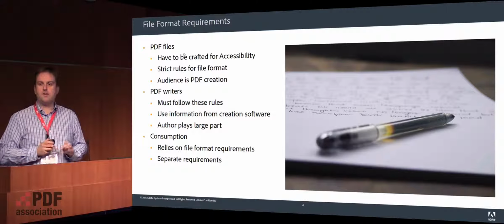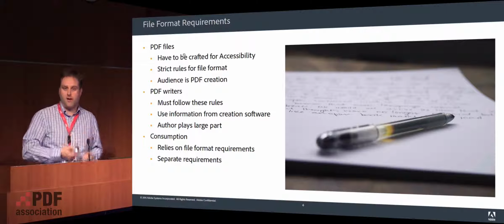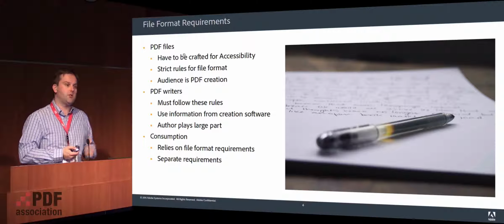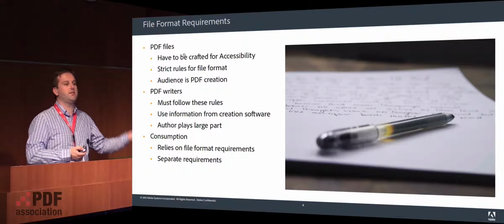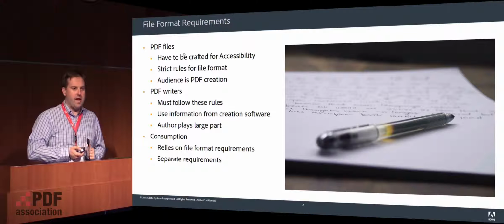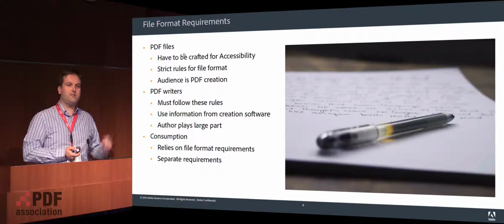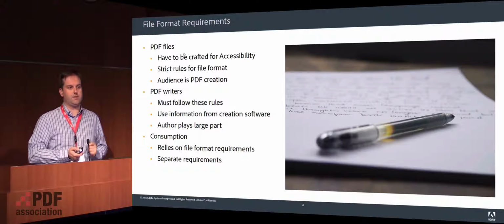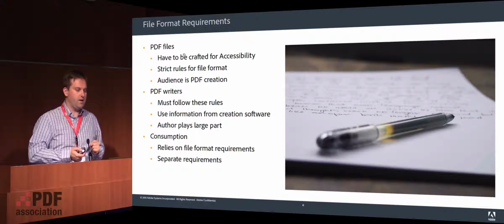So I'm going to break this talk down. I'm going to talk about the file format requirements, and then later I'll talk about those consumption requirements and the assistive technology requirements. So I've already said, PDF files have to be crafted for accessibility. I don't think it's hard to do, but it's something you have to do if you intend it to be accessible, because you can do it badly if not.